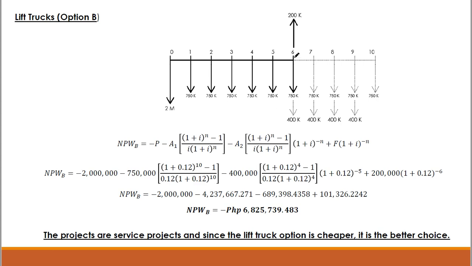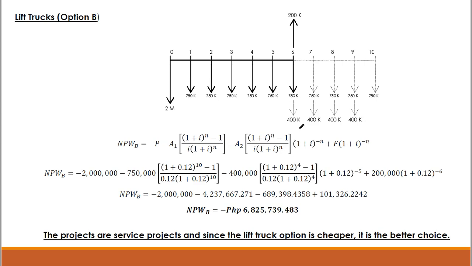Then after ng 6 years, upahan natin yung lift trucks. So we're going to lease yung lift trucks. Magbabayad tayo at the beginning of each year. So at the beginning of 7 years, 400,000. At the beginning of 8th year, 400,000 ulit. At the beginning of 9th year, 100,000. At the beginning of 10th year, 100,000. It's an annuity due. Okay? Okay. All right. And then, that's it.